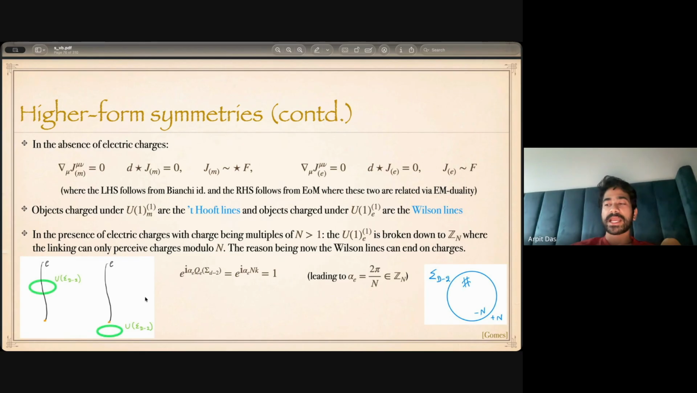Okay, again, this is something that you already know. I'm just phrasing it in this linking or topological language, but the idea is this. So that's why whenever you have Maxwell, whether electric charges are present or not, you will always have the magnetic flux conservation. The Wilson line symmetry will only appear when you don't have electric charges.